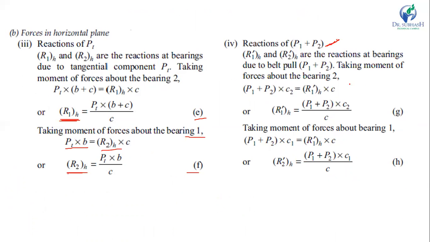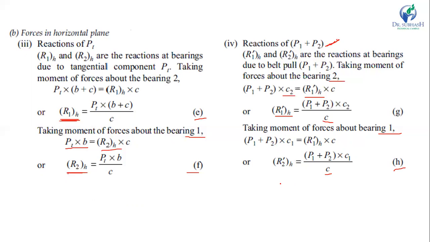Taking moment about the bearing 2, you can say (P1 plus P2) into C2 is equal to R1 dash H into C. Therefore R1 dash H is equal to (P1 plus P2) into C2 by C. Taking moment of forces about bearing 1, (P1 plus P2) into C1 is equal to R2 dash H into C. Therefore R2 dash H is equal to (P1 plus P2) into C1 by C, equation H. So from equation A to H, you can find all the reactions acting at the bearing 1 and 2.